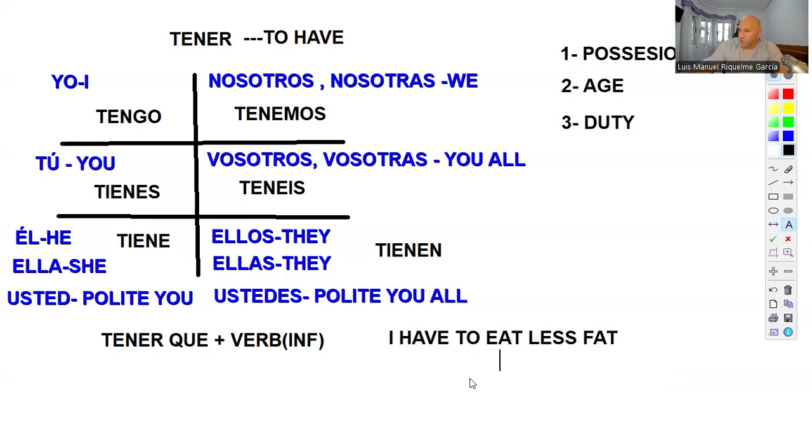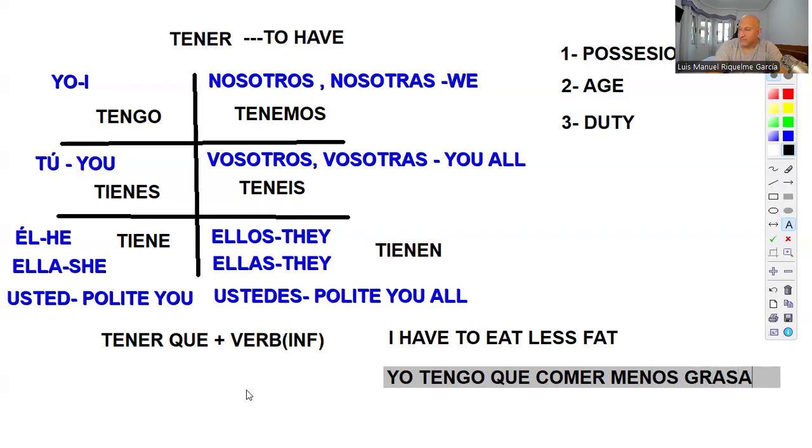¿Vale? I use the I, yo, and now what's the form of the verb tener that goes with yo? Tengo. And then I cannot forget to use que. And now the verb eat. But the verb eat without modifying it, without changing it at all. The verb eat is the verb comer. So yo tengo que comer menos grasa. I have to eat less fat.